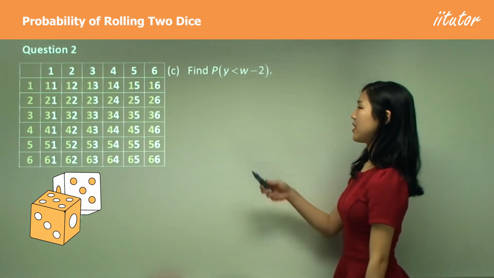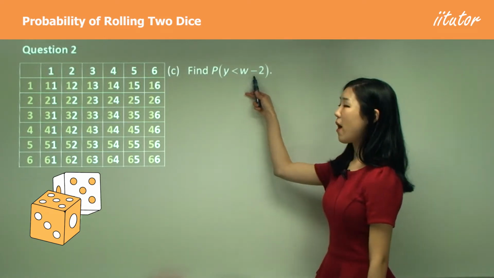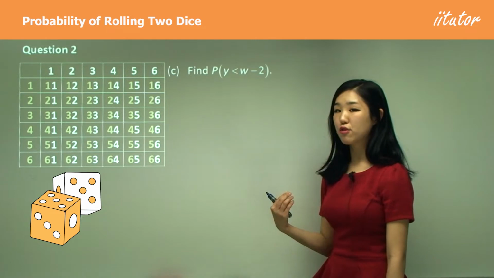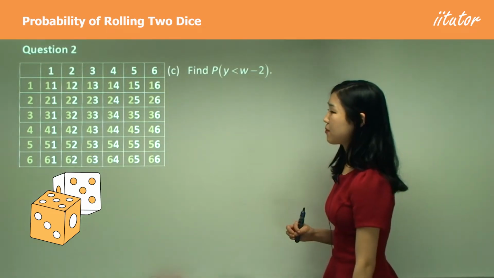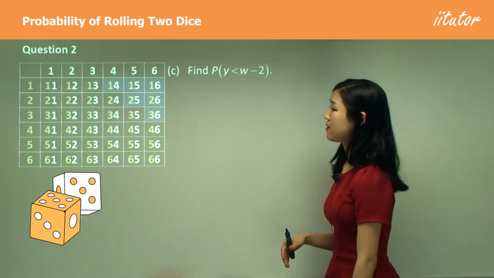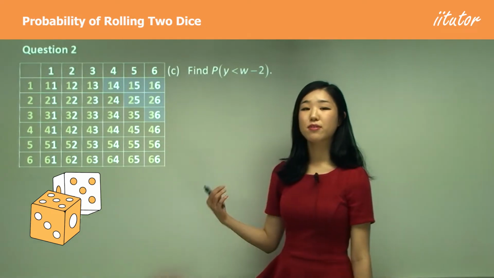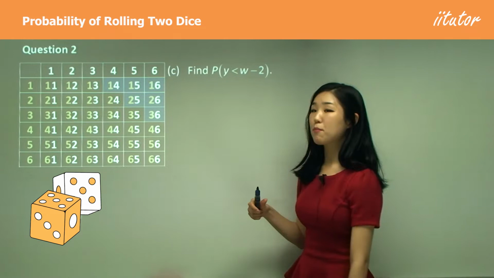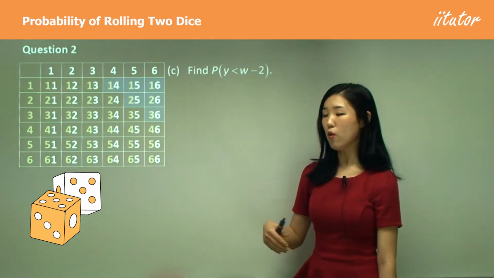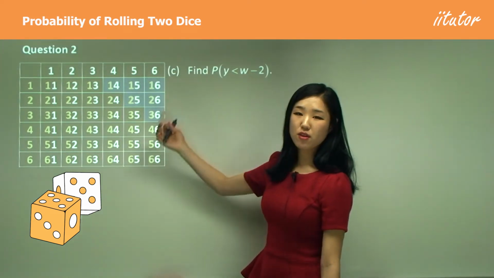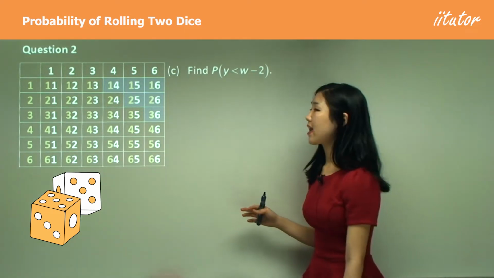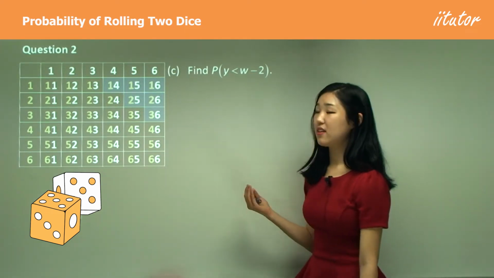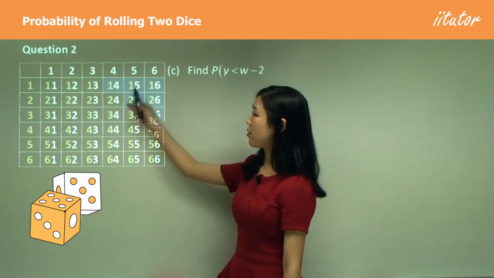Find the probability that yellow is less than white minus 2. So when I subtract 2 from white, I want it to still be greater than yellow. Find the outcomes. What I found were these ones here. When I subtract 2 from 6, I get 4. And the only numbers of yellow that are less than 4 are 3, 2, and 1. And I look at the same outcomes for 5. When I subtract 2 from 5, I get 3. And then the numbers that are less than 3 are just 2 and 1. So it's only these two.